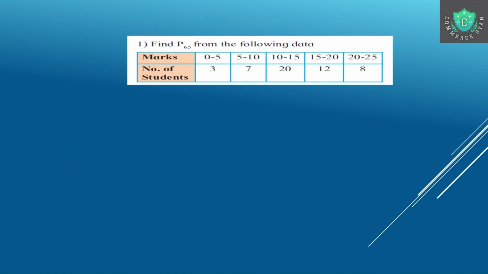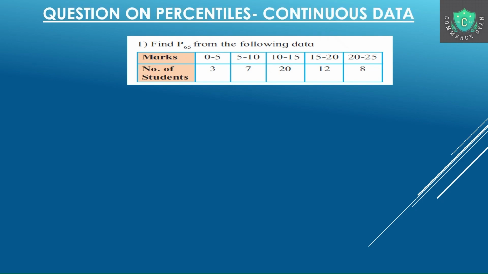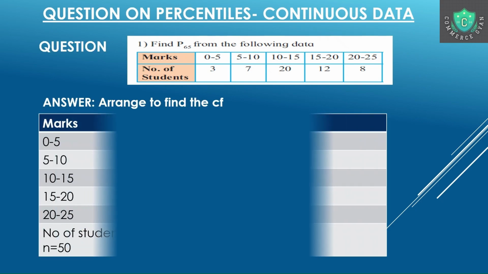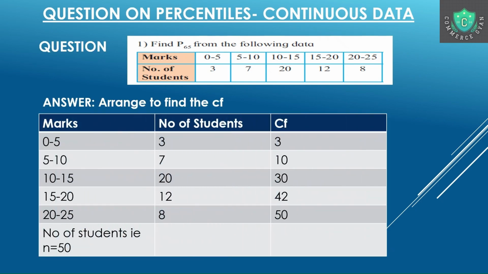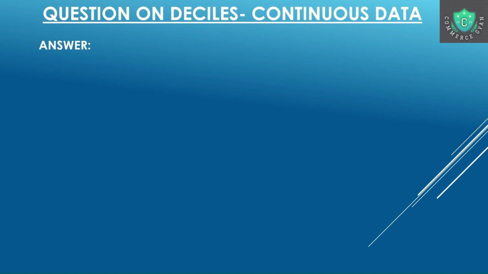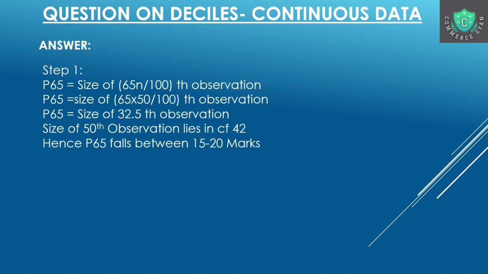Now the formulation for continuous data is different. Here the question says find out P65 from the following data. Marks are given, number of students are given, we arrange the data, the total number of students comes to a cumulative frequency of 50. So n is 50. Based on this, step 1 is to find where P65 falls, between 15 and 20. This is how we have computed, right? And step 2 uses the second formula.